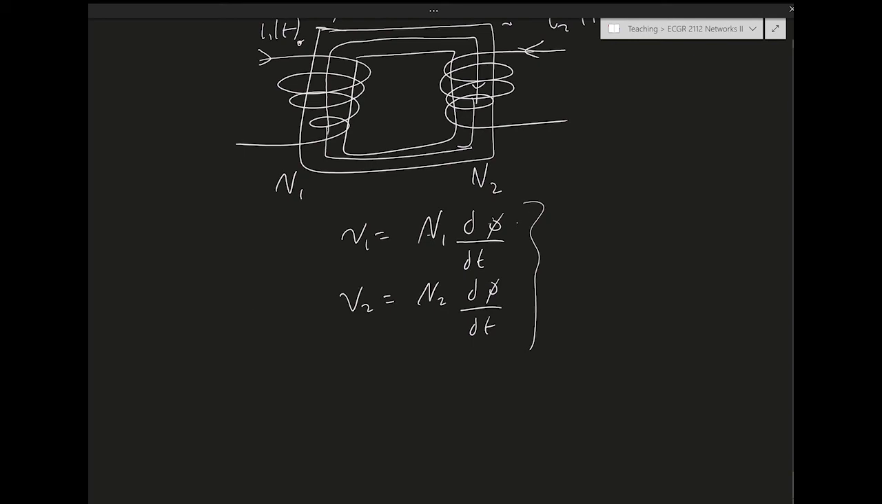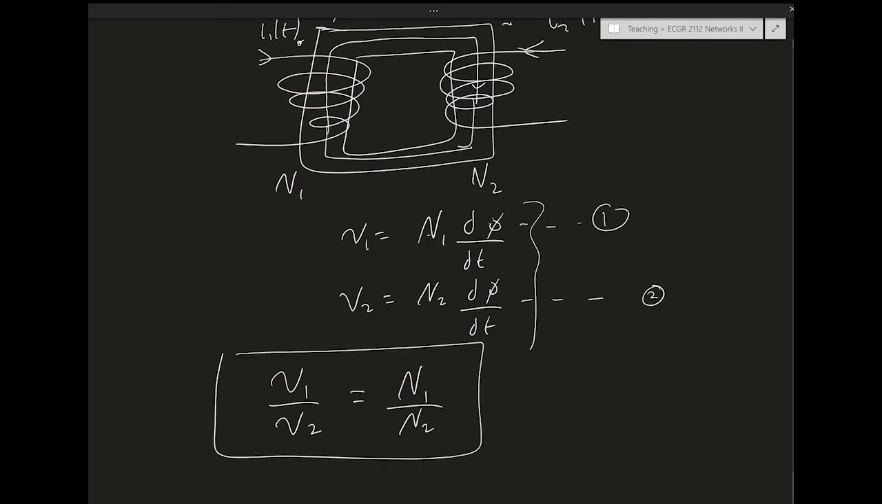If you divide equation 1 over equation 2, I get the first formula for an ideal transformer, which is V1 over V2 equals N1 over N2. So the voltage ratio is just the turns ratio. That's it. Nothing more. It's that simple. Notice making the transformer ideal simplifies things rather than making things more complicated, of course.